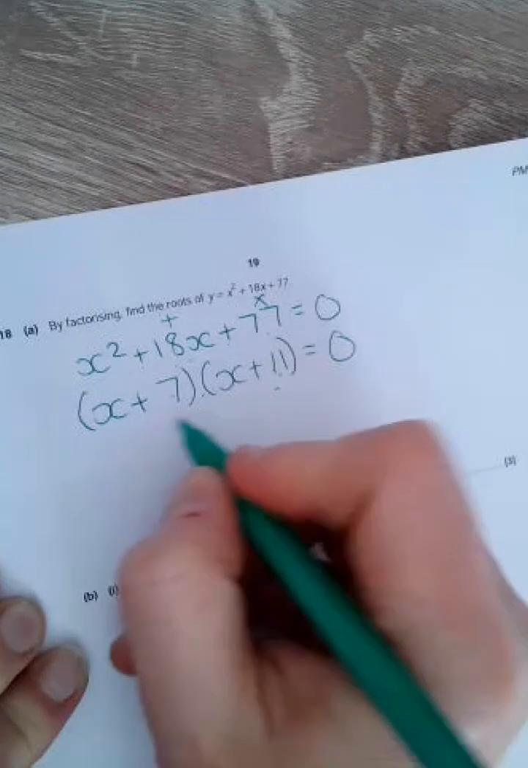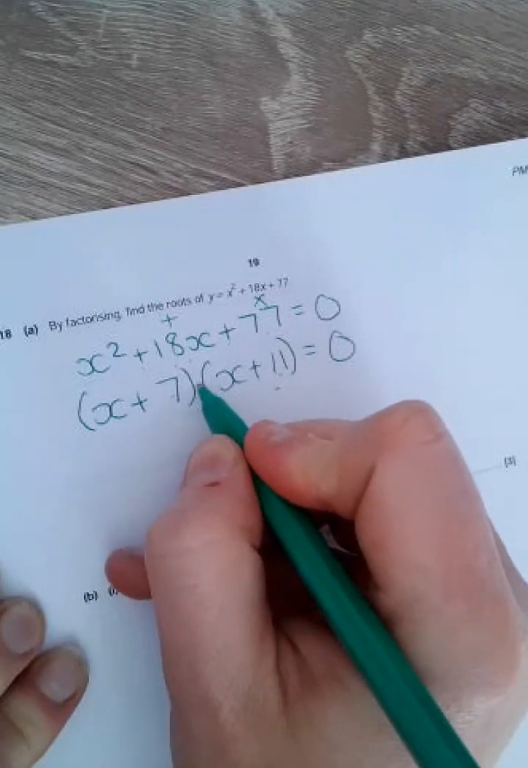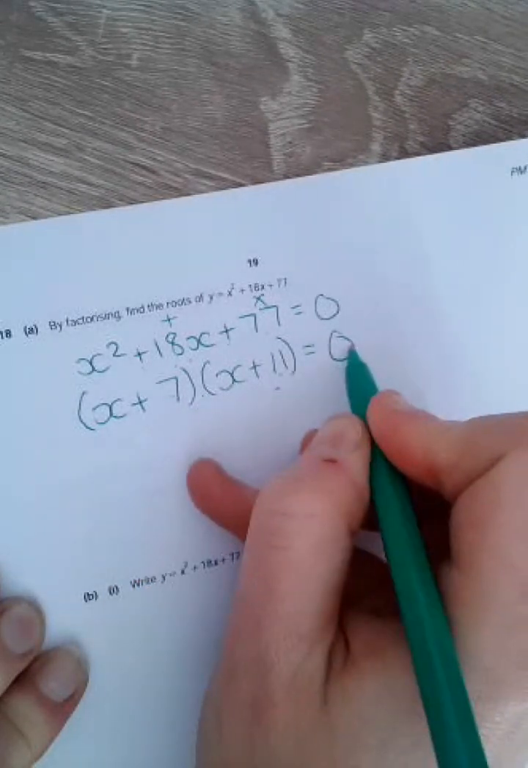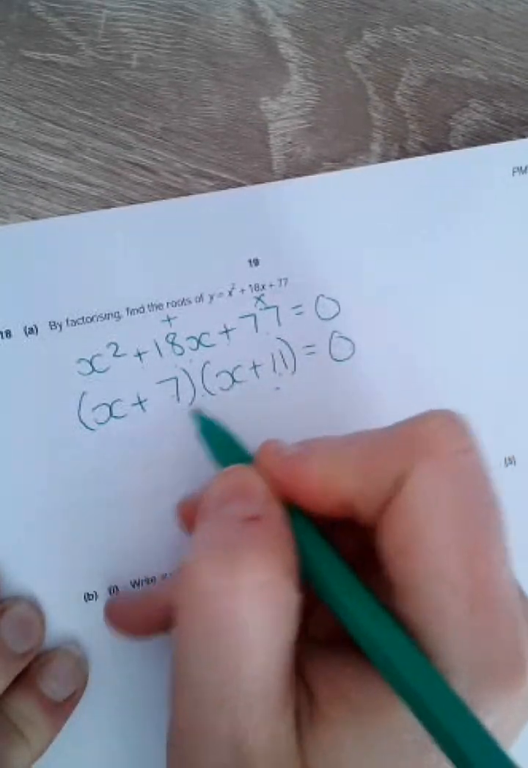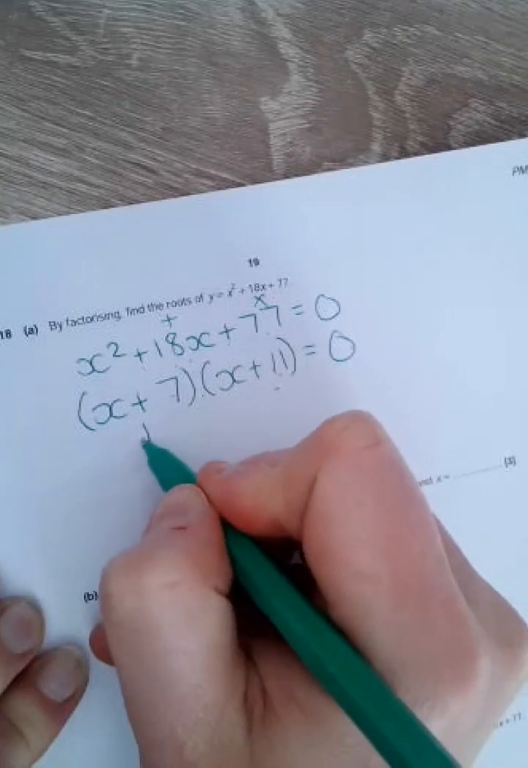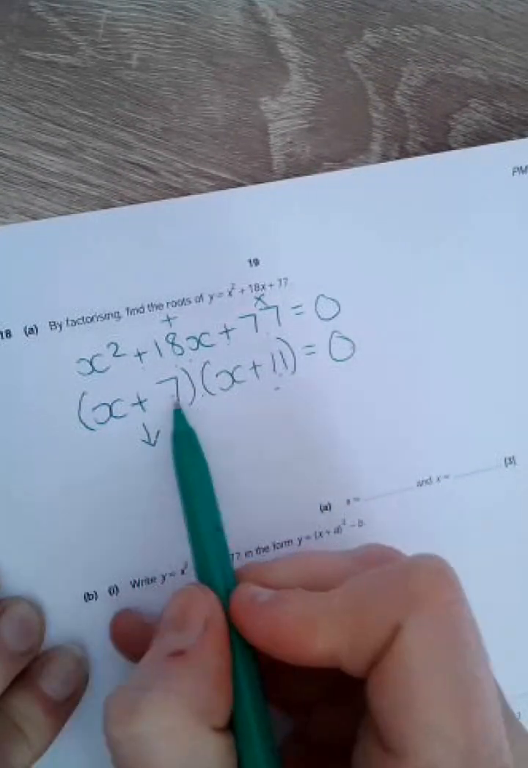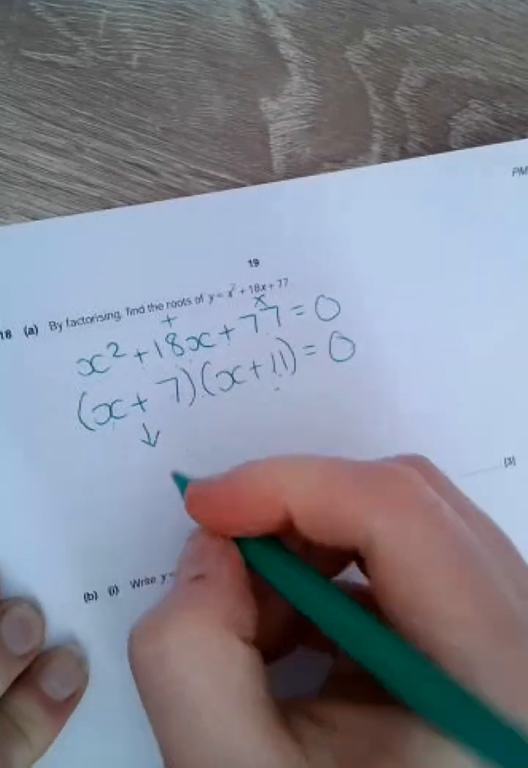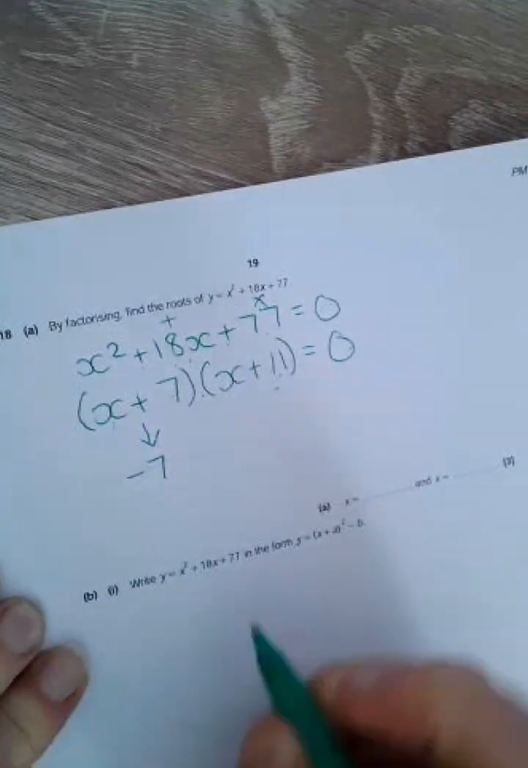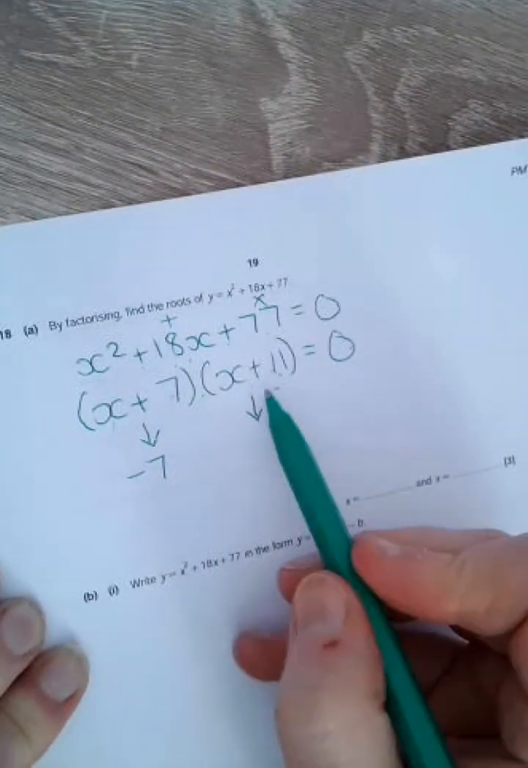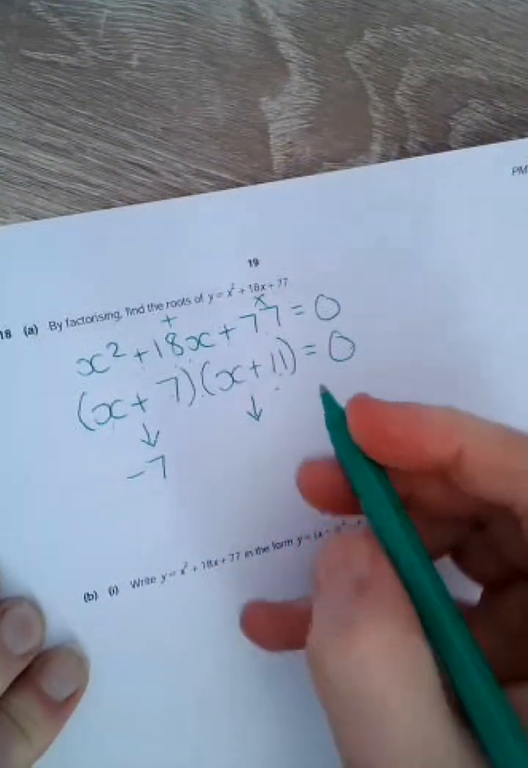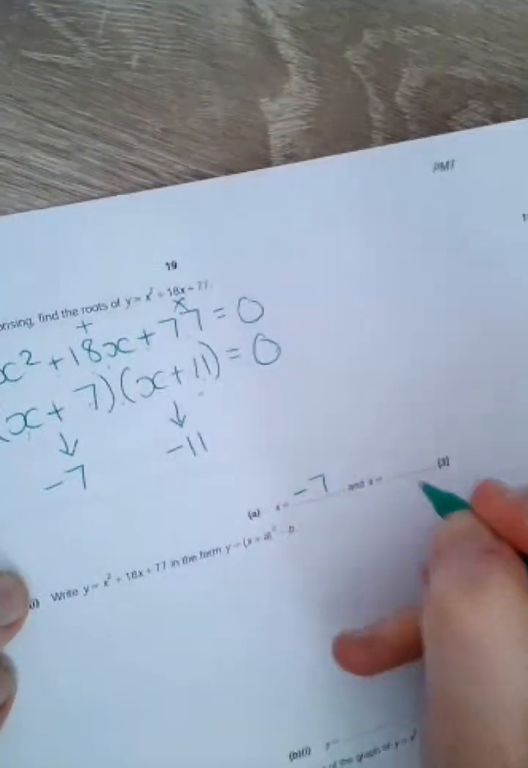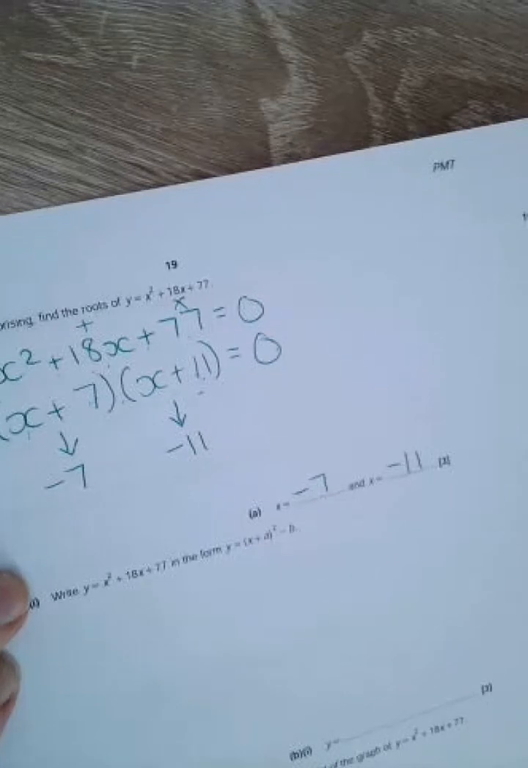So solving it then. So if I'm solving it, what I'm saying is this has got to equal 0, which tells me when I multiply two things together to get an answer of 0, one of them has got to be 0. So if this bracket was equal to say 0, x plus 7 is 0, then this must have been minus 7. Minus 7 plus 7 is 0. If this one equals 0, something plus 11 is 0. It must have been minus 11. So x is either minus 7 or minus 11.